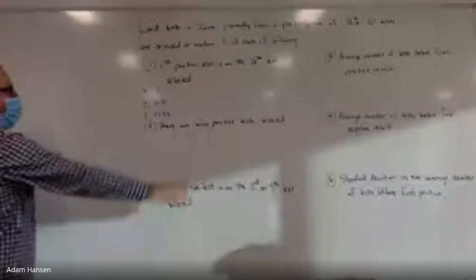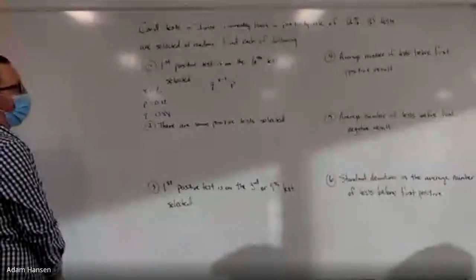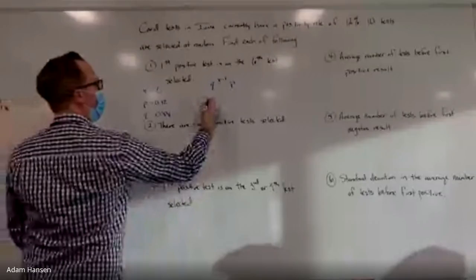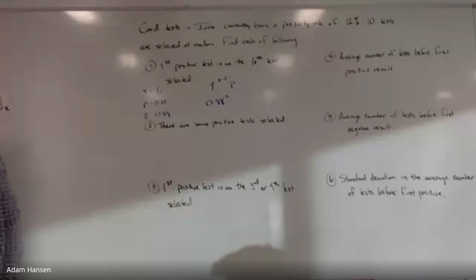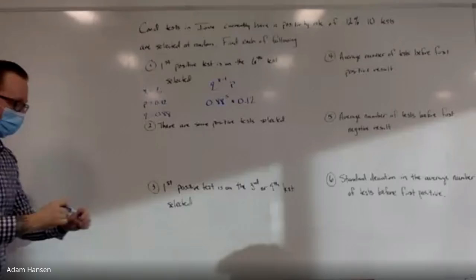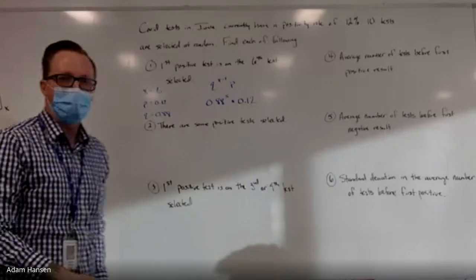We'll use this same formula from the backboard. q to the x minus 1 times p. So we're going to have 5 straight failures to start this probability. We're going to have 5 straight negative tests. And then what happens on the 6th one? You get a positive. Start with 5 straight negatives, then you have your positive test. So the geometric: 0.88 to the 5th times 0.12 is about 6.33%.